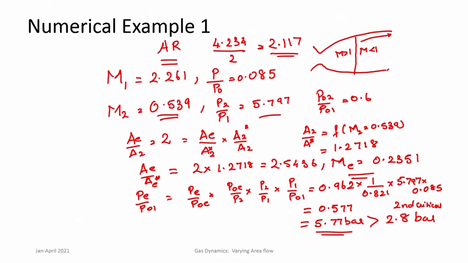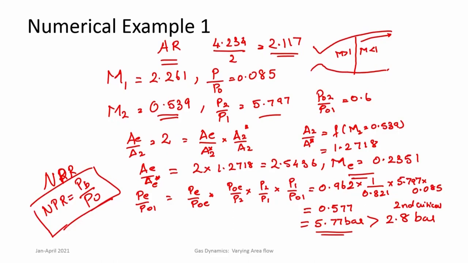The pressure ratio across the nozzle is often referred to as nozzle pressure ratio, that is NPR. So, in many places you will find NPR. NPR is always back pressure by stagnation pressure, or vice versa, P naught by PB. It is not the exit pressure. So, exit pressure can be different when the nozzle operates in the under expanded or over expanded regimes.